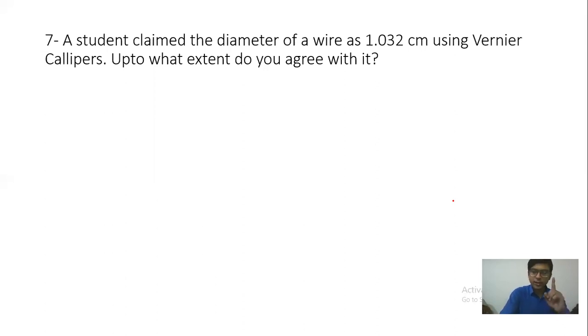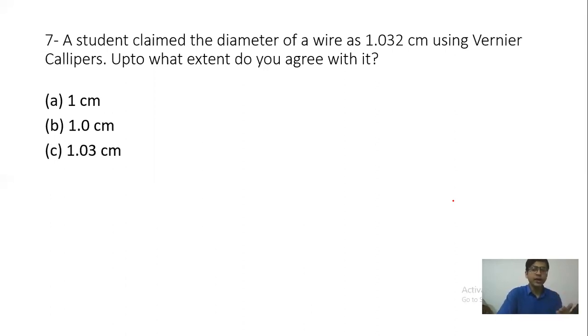Either it is 1 centimeter, you'll just agree with 1 centimeter and say that 0.032 is the wrong value, or you could say just 1.0 is the correct value and the remaining 32 is not correct, or you would agree with 1.03. Okay, I will just agree with 1.03, and 2 is the wrong value, or you will accept the whole answer, which is 1.032. So the correct answer is C, 1.03 centimeter. We can just agree with 1.03 centimeter.